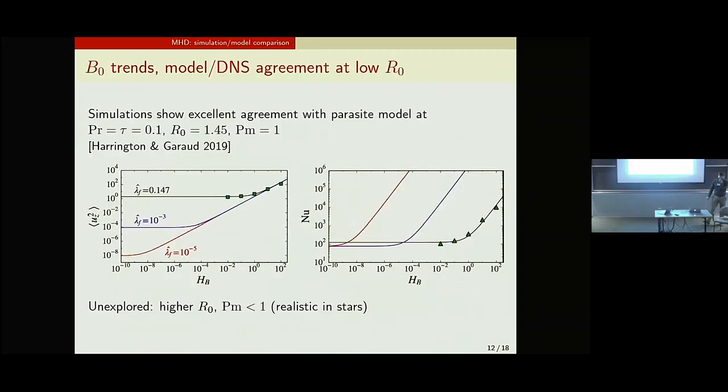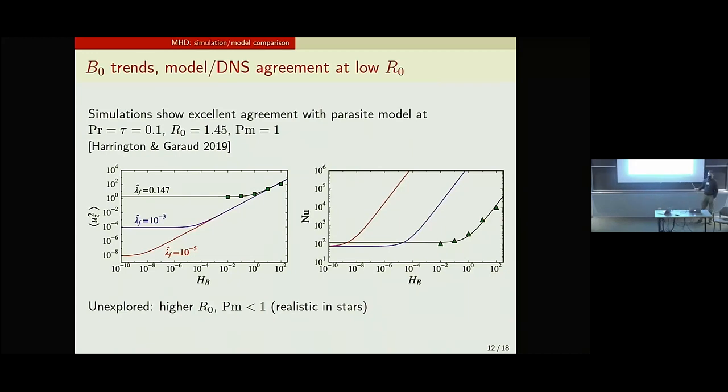This was shown to agree really nicely with models. So this Harrington and Garaud paper in 2019 looked at a set of parameters here, and then they changed the magnetic field strength, and you can see that the model here in black, that parasite model, agrees really nicely with simulations at a bunch of different magnetic field strengths. And this is kind of exciting.